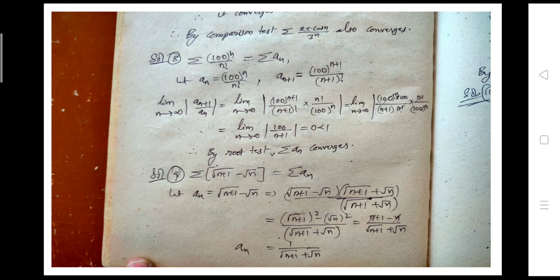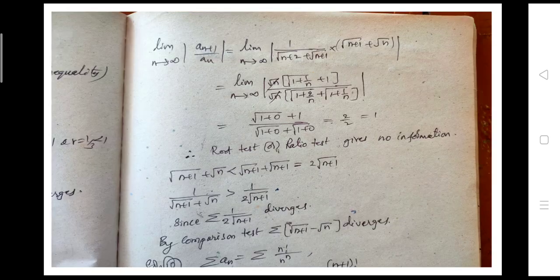And what about the ninth one? Sigma of root (n+1) minus root n. Here a_n is equal to root (n+1) minus root n. Now rationalizing, we get a_n equal to 1 by (root (n+1) plus root n). Continue to the next slide. Now apply the limit as n tends to infinity, and the root n gets cancelled. We have only 1.